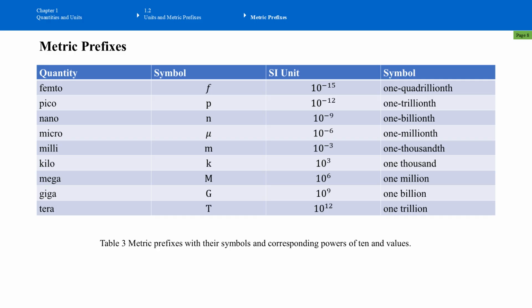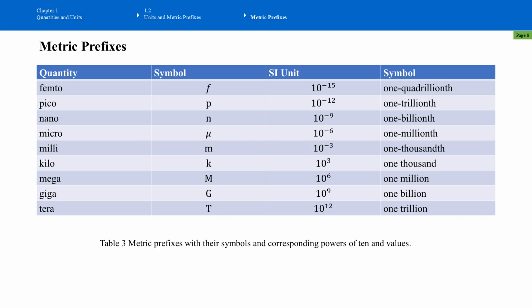It means 1 quadrillionth. The next one is pico. The symbol is lowercase p, that is 10 to the negative 12, 1 trillionth. And then we have nano, like nanotech. The technology is based on working with small molecules. Nano is 10 to the minus 9, that's 1 billionth.